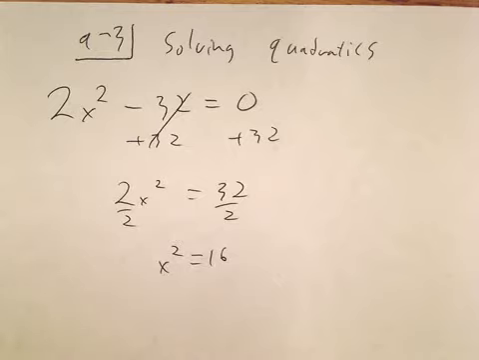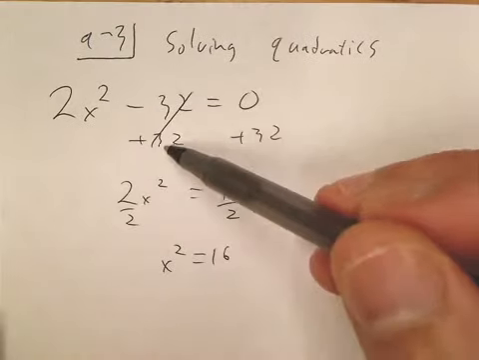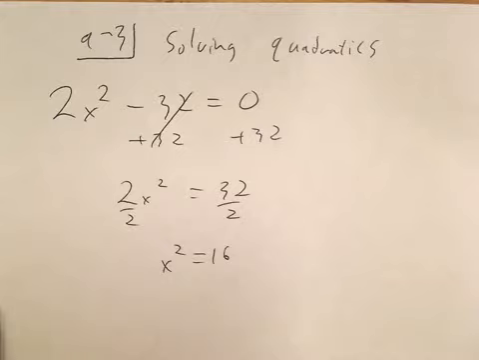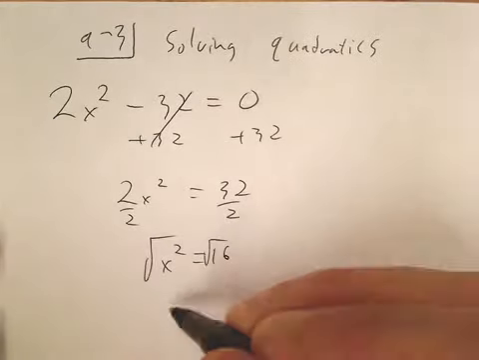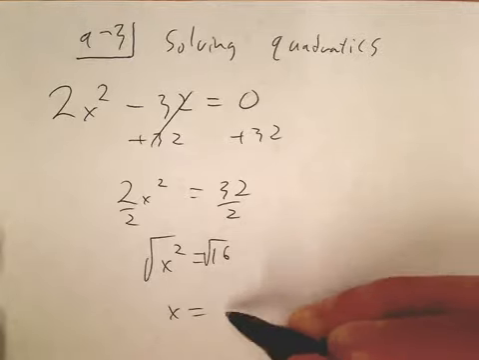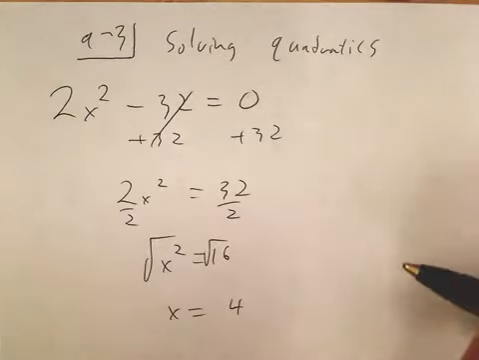Now, we did some inverse operations. To get rid of subtracting, we added. To get rid of multiplication, we divide. To get rid of squaring, we square root. So I get x equals 4. The square root of 16 is 4.